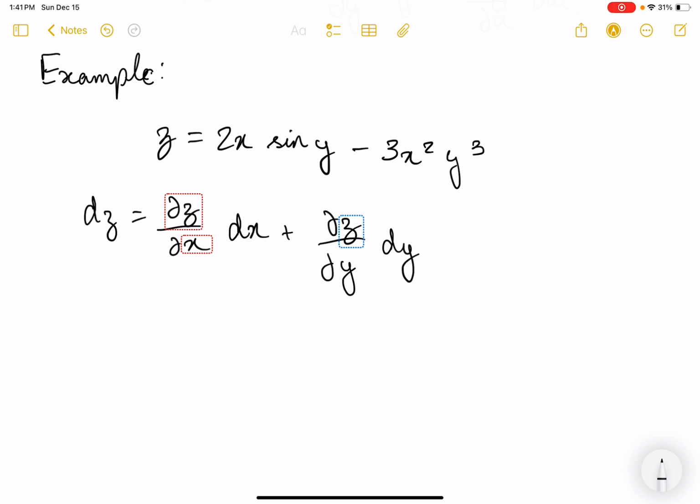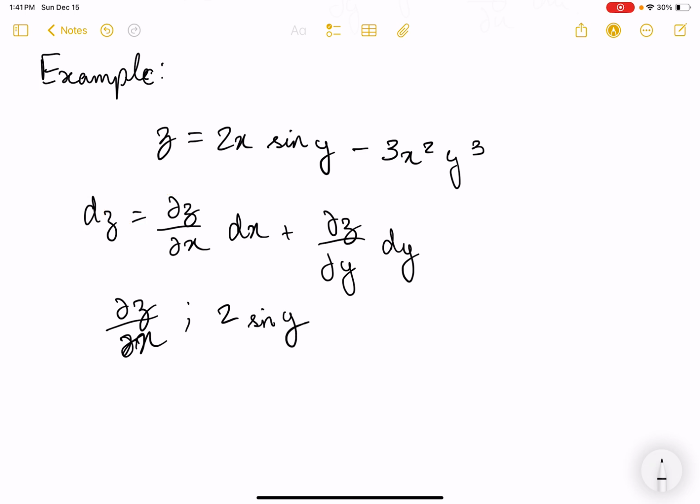To calculate partial z by partial x, we treat y as a constant. So let's differentiate each term with respect to x. The first term is obviously 2x sine y. The derivative of 2x is 2. So partial z over partial x, the derivative of 2x is obviously 2, so this becomes 2 sine y, since y is a constant.